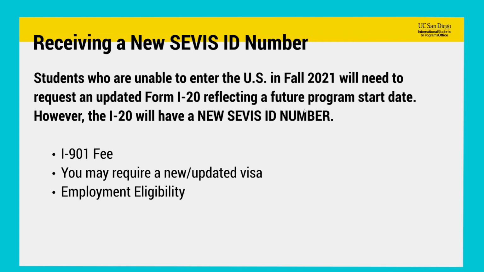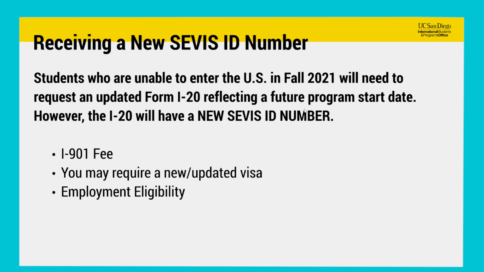Now, this is usually not the case if you have a valid F1 visa. Even if inside of the F1 visa, there's a different SEVIS ID number listed, you should still be able to use that valid F1 visa to enter the US, even if we issue you an I-20 with a new SEVIS number. However, you can call your US embassy to check for requirements for entry based on your current visa.